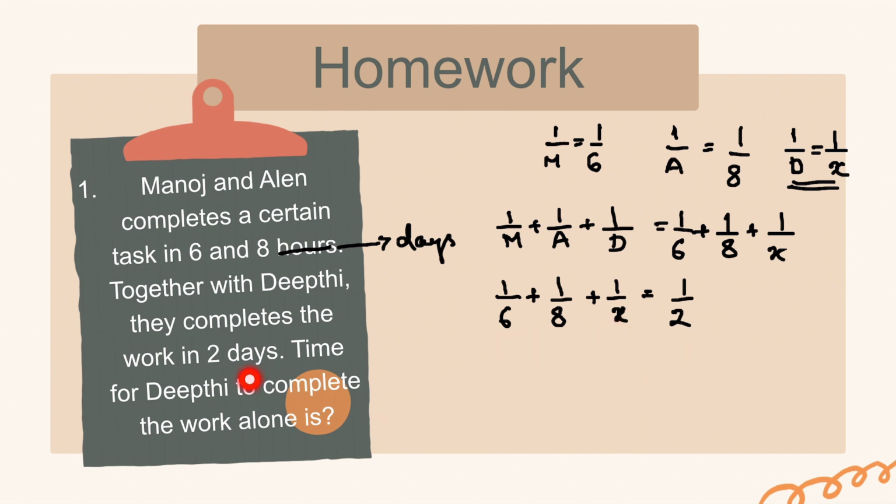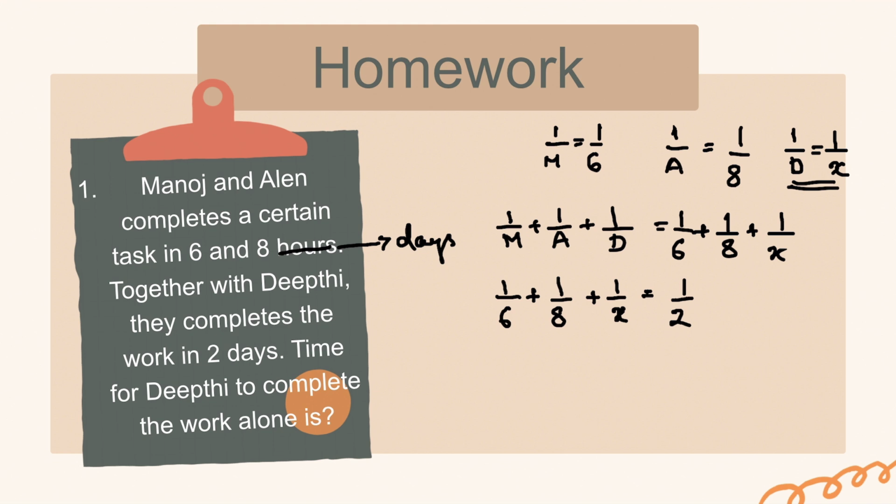because it is given that they will complete the work in 2 days. That means in a day they will do 1 by 2 of the work together. Half the work they will do in a single day together, so that in 2 days they will complete the work, isn't it? I hope this concept is clear to you.